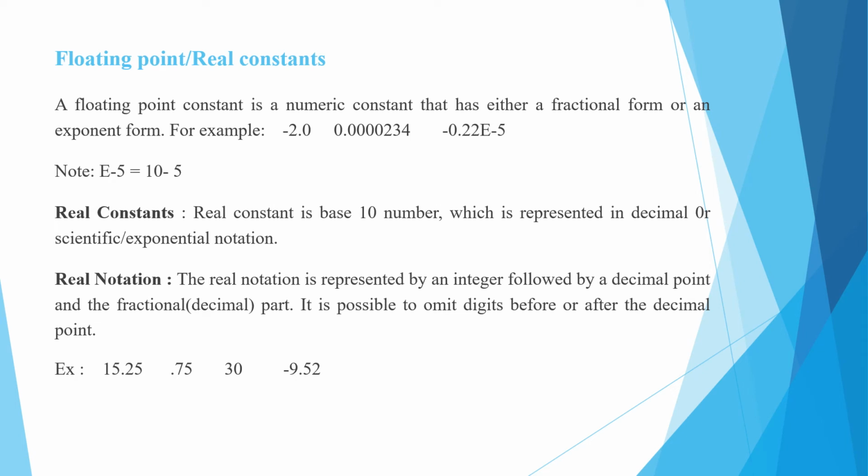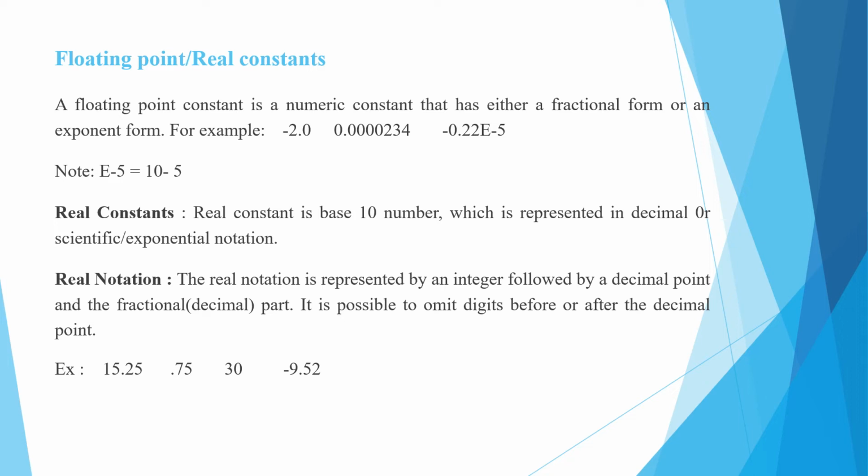The second type is floating point constant. Floating point constants are numeric constants that have either a fractional form or an exponential form. Some examples of floating point constants are -2.60, 0.000234, -0.22e-5. These are examples of real constants, also called floating point constants. A real constant is a base 10 number represented in decimal, scientific, or exponential notation.